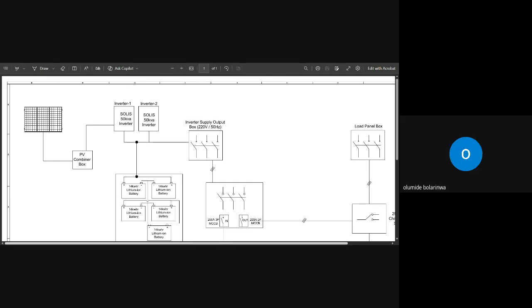Are we there? Yes, sir, we are there. Now, we have our PV combiner box. Yes, sir. Now, any other thing you think we are taking care of?